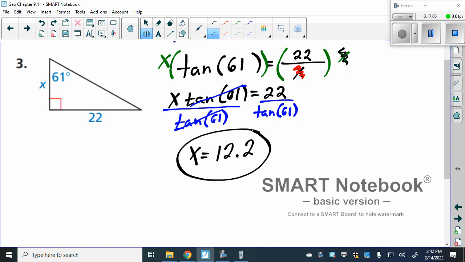Well, we can also know that 61 and this other angle here will add together to be 90. Well, whatever that angle is, it has to be less than 61. So x's side length should be less than 22. So yes, that makes sense that the side length is 12.2. Any questions on this here?